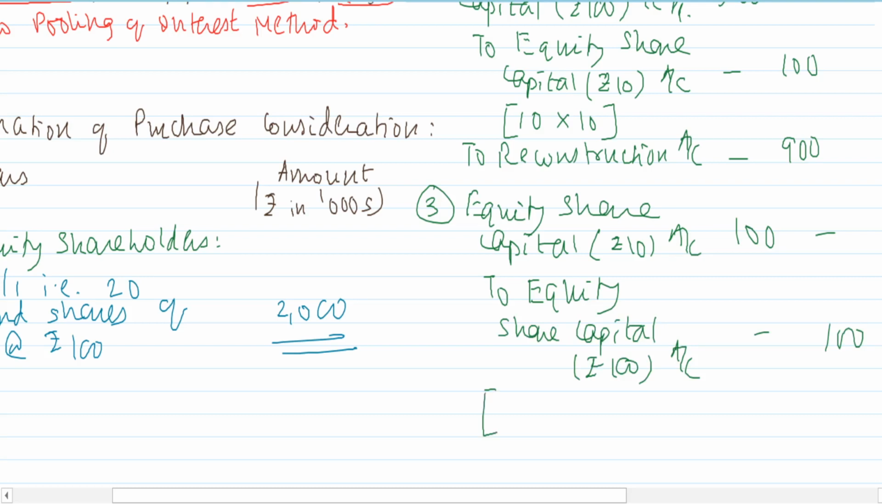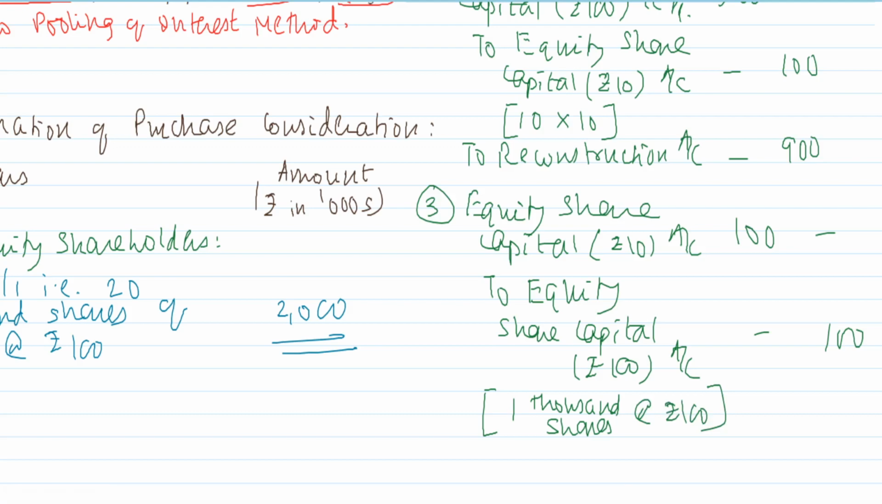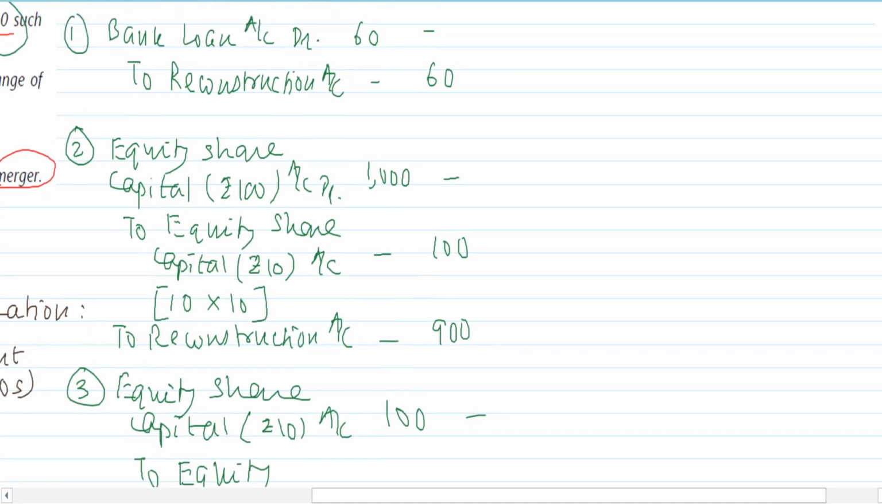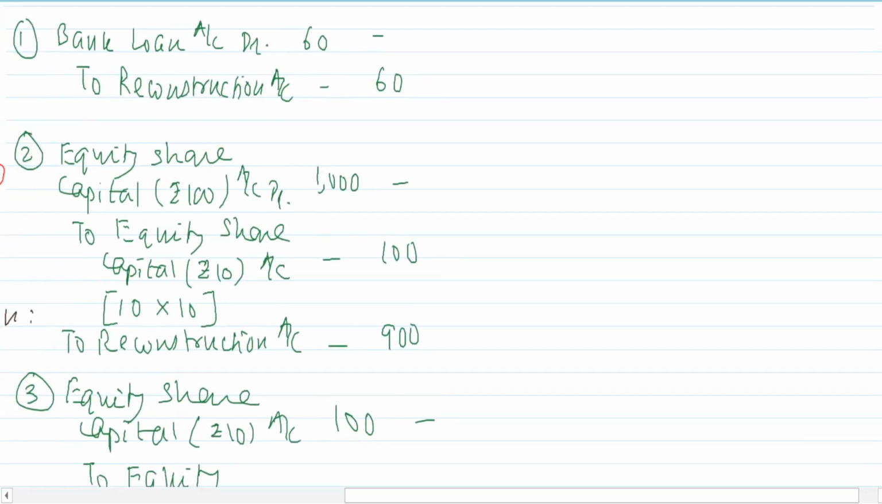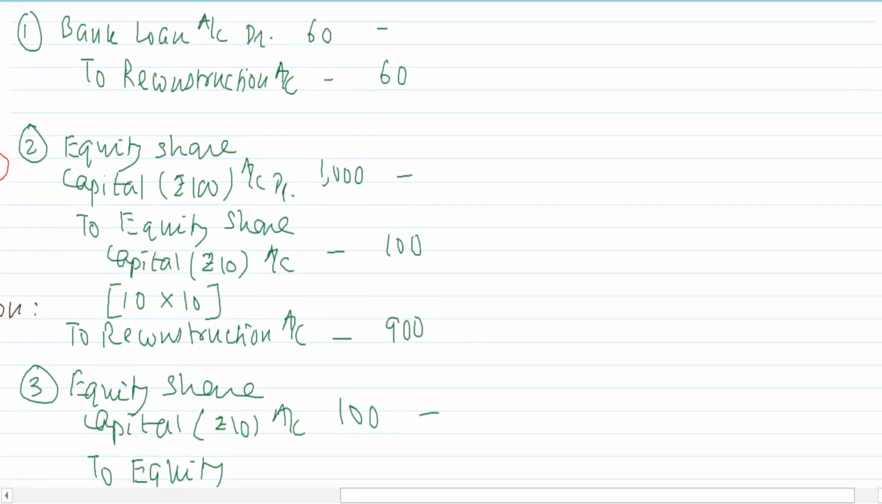So now you are having 1,000 shares. Understand this. You now have 1,000 shares carrying a face value of 100. This is what is happening in these accounting entries. So if you get a good perspective of the accounting entries, and yes, in case you're still writing, you can pause the video here.